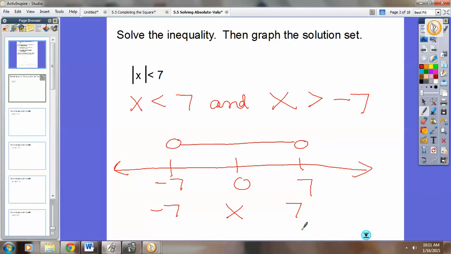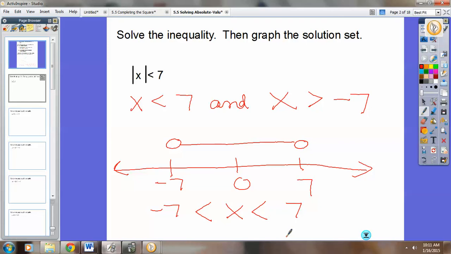So pick a value between -7 and 7. 0 would be perfect. Is -7 greater than 0, or is -7 less than 0? Is -7 bigger than 0? Less than. Is 0 greater than 7, or is 0 less than 7? Less than. Now, how do you know to ask it that way?